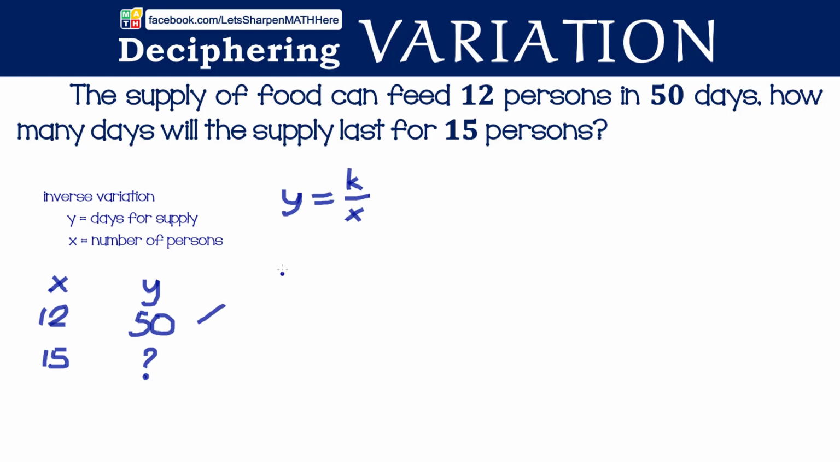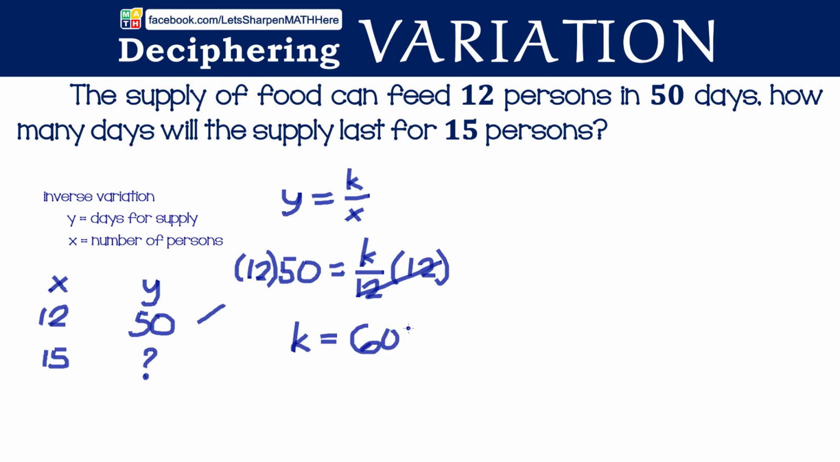In substituting here, we know that for 50 days, we'll have k over 12 persons. So we'll be solving for this k here using the multiplication property of equality by multiplying 12 on both sides of the equation. By multiplying 12, we could cancel this out, and we will have k, which is equal to 12 times 50, which is equal to 600.